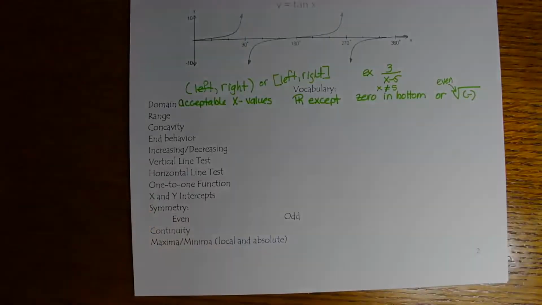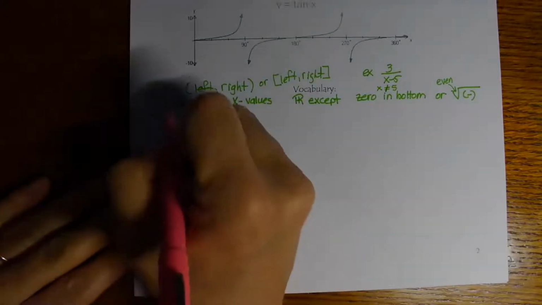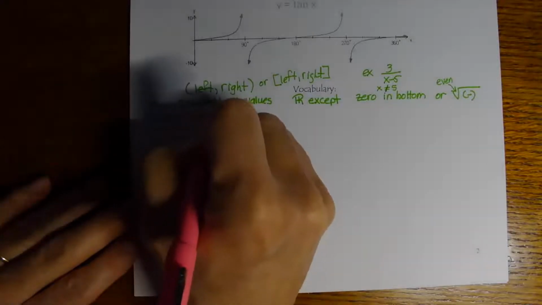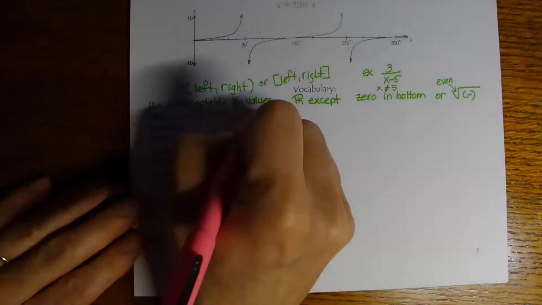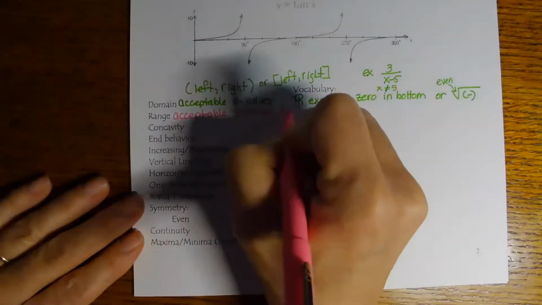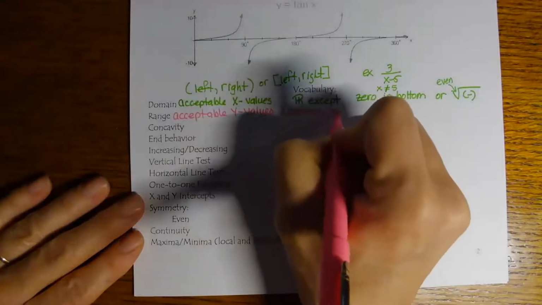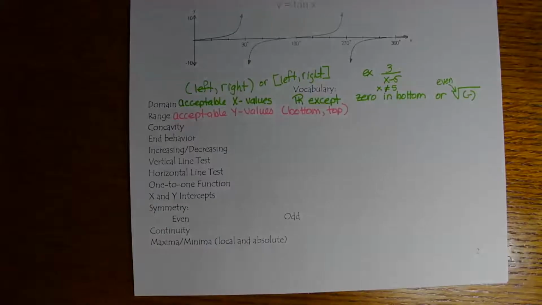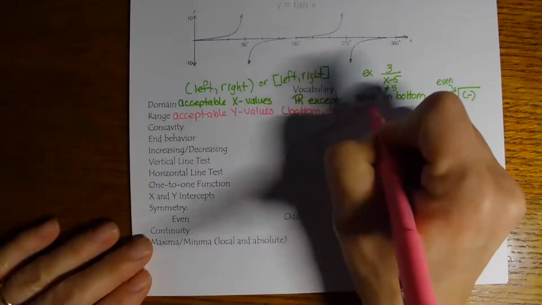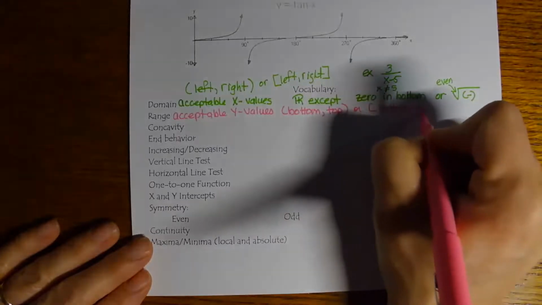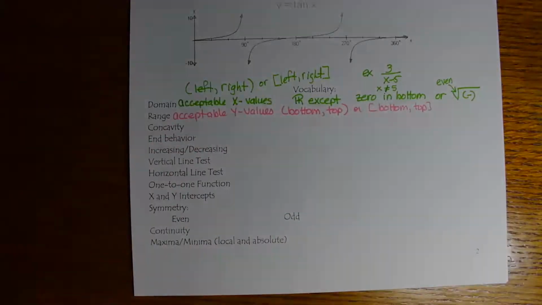Right? Now, what's the range of a function? All acceptable y values. And we write that bottom, top, right? It must be the bottom first, or it could be a bracket if it's included, right? You have to look at it and tell. And you could have a combination of brackets and parentheses. They don't have to be the same.